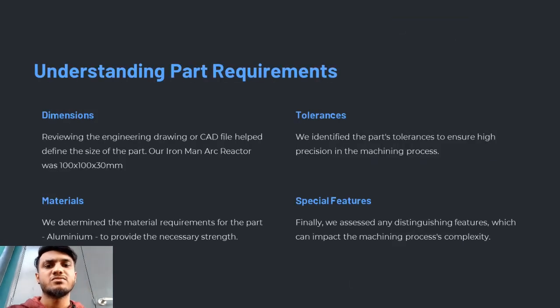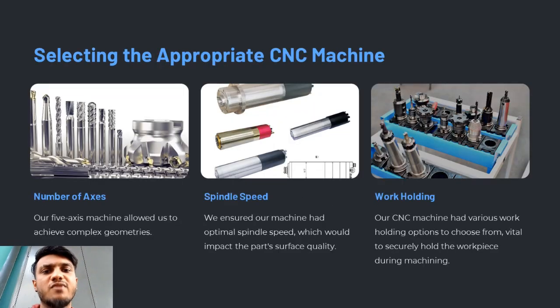Okay, next I'm going to talk about process planning. Firstly, we have to understand our part requirements, which are the dimension of the stock, tolerance, and materials. The material we are machining is aluminum, with other special features. Second, we have to select the appropriate CNC machine. In this case, we selected a 5-axis machine and selected suitable spindle speed and work holding.